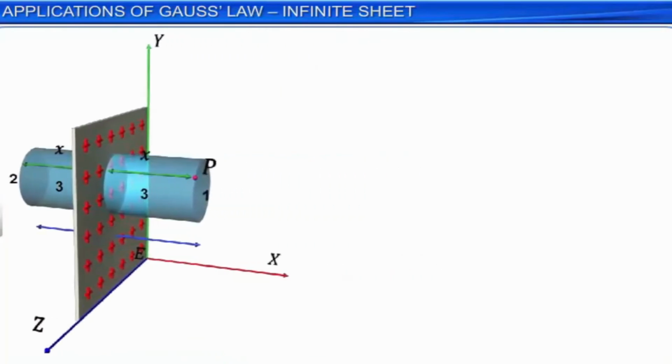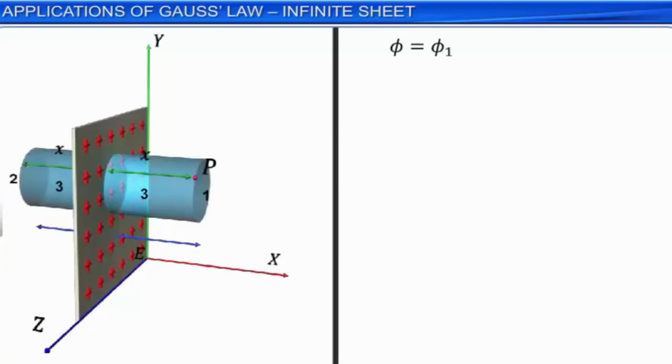The total electric flux, Phi, through the Gaussian cylinder is the sum of the electric flux Phi 1, Phi 2, and Phi 3 through the surfaces 1, 2, and 3 respectively of the Gaussian cylinder. Let this be equation 1. Let us first calculate the electric flux Phi 1 through surface 1.